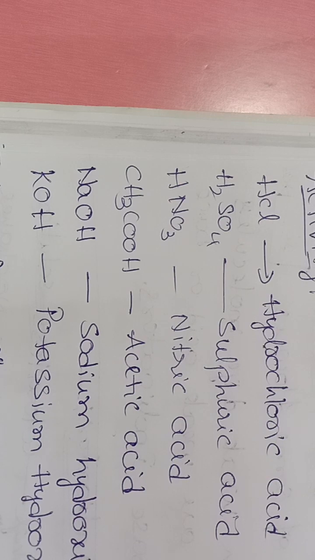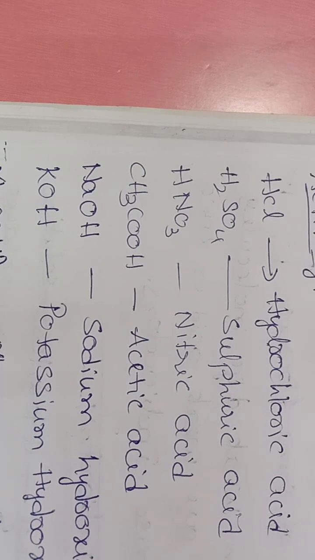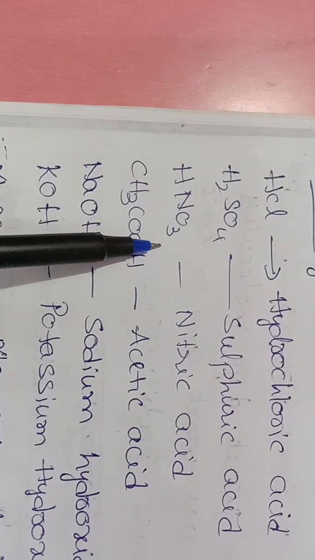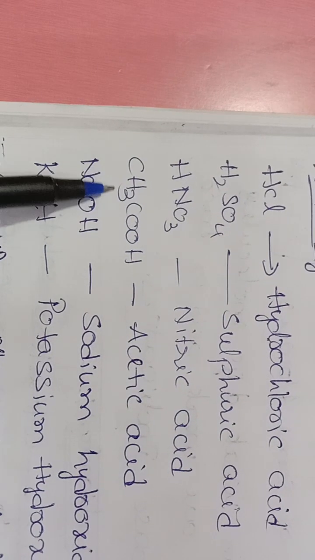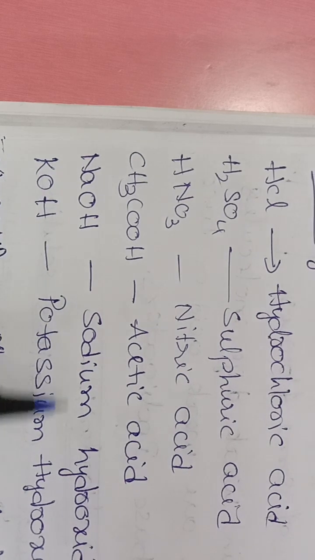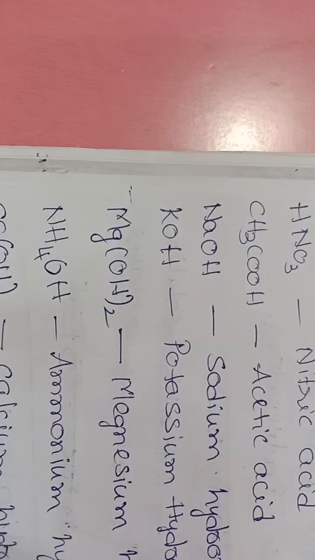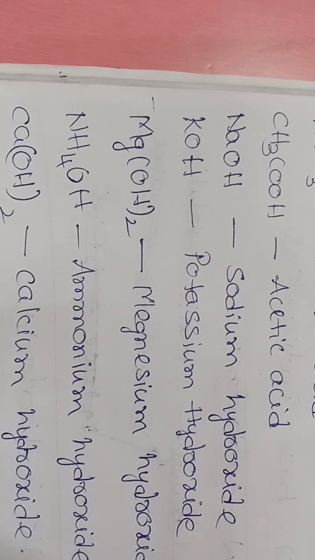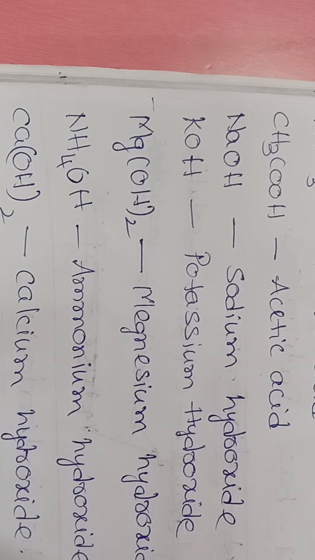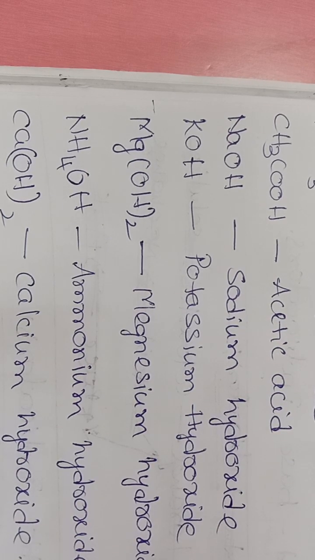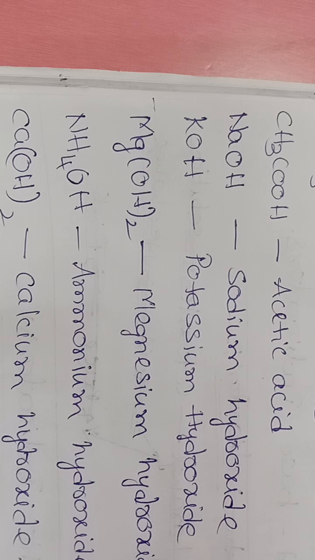These are the common chemicals we generally use, so you should remember these names. HCl means hydrochloric acid. H2SO4, sulfuric acid. HNO3, nitric acid. CH3COOH, acetic acid. NaOH, sodium hydroxide. KOH, potassium hydroxide. Mg(OH)2, magnesium hydroxide. NH4OH, ammonium hydroxide. Ca(OH)2, calcium hydroxide.